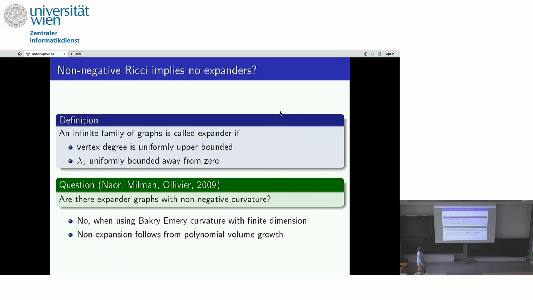And here's the recall of the question. An expander graph is a sequence of graphs which have bounded degree, but the spectral gap is uniformly bounded away from 0.